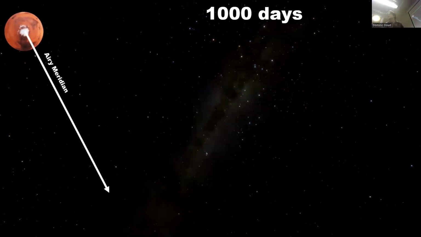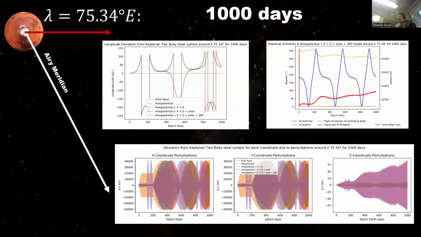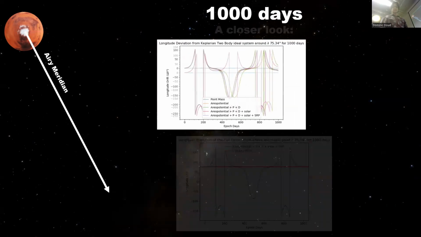So let's see an unstable point over 1,000 Earth days. You know, a stable point was great, but let's check out the unstable point. Let's check out our 75-degree friend here. Oh, man. That's bad. Longitude deviation, I don't know how to describe that. I mean, it gives some really interesting shapes. The semi-major axis is no longer a sine wave. Again, it's like some weird bridge step thing. And XYZ coordinate perturbations are larger. So let's take a closer look at the longitude deviation.